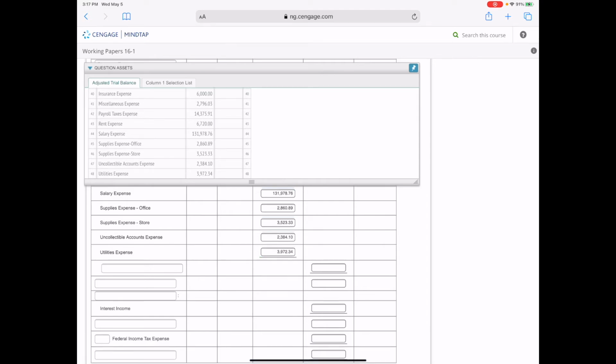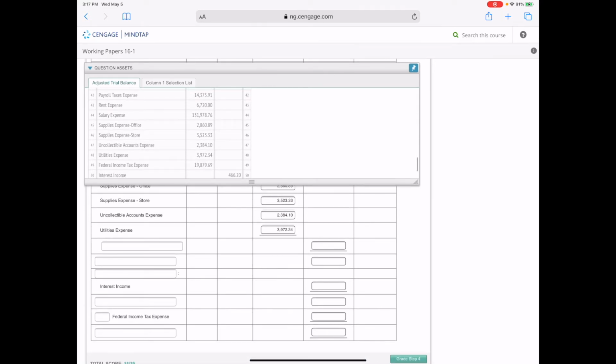All right, once you've got them all in, as you notice, again, we're not going to use federal income tax expense. You'll see that as we get further down the page. Okay, we've got all our expenses in, so we'll write total operating expenses. And you would go through and add up all of those expenses, and you come up with $201,144.12.